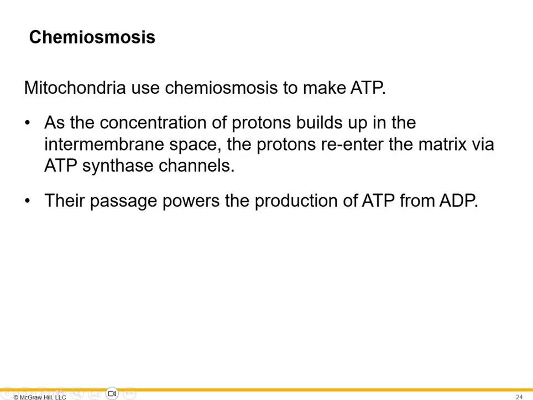Mitochondria use chemiosmosis to make ATP. So we know that's the process when we're creating that proton gradient so that we can use the ATP synthase channel to turn ADP into ATP. That passage is what's powering the production of all of that ATP at the end of the electron transport chain.